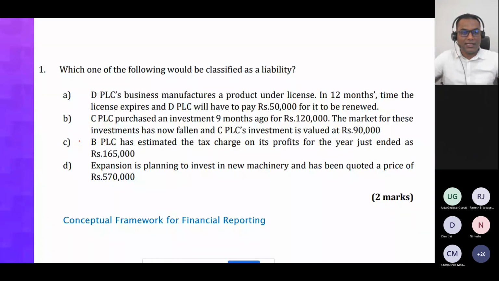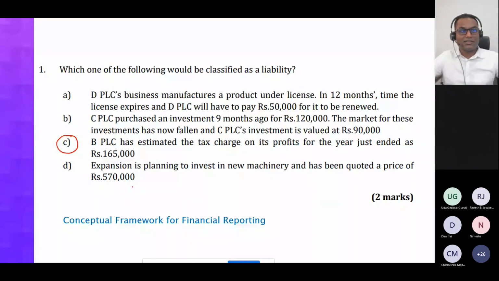Answer C would be the correct answer. But if you look at answer D as well, the company is planning to invest in new machinery for expansion and has been quoted a price of 570,000 rupees. Future expansion, future capital expenditure, right? You are expecting to do an expansion in the future. So are you going to recognize this as a liability now? Again, you don't have a present obligation. It's a future capital expenditure. When you incur the expenditure, you capitalize it. You don't have a liability.